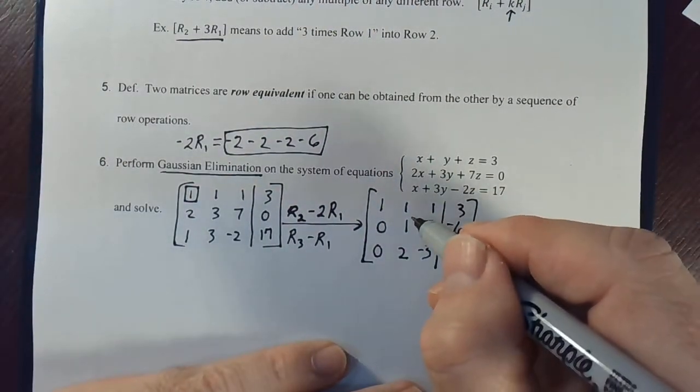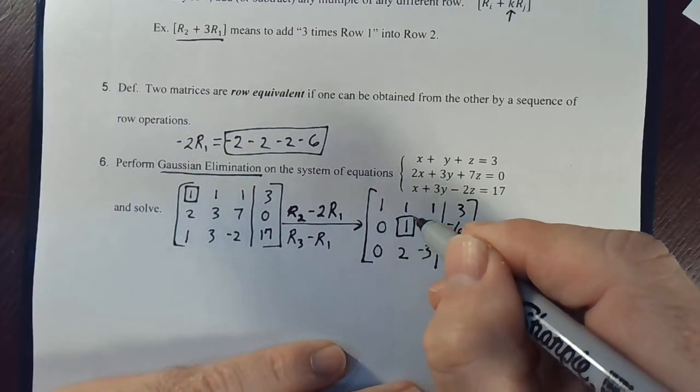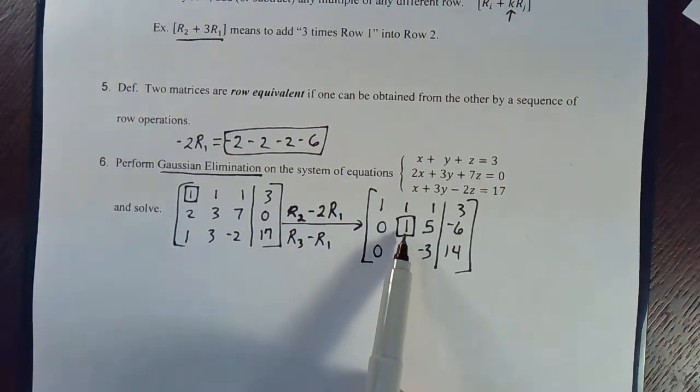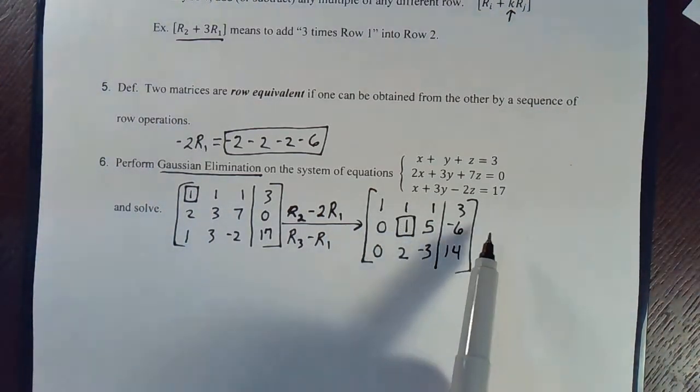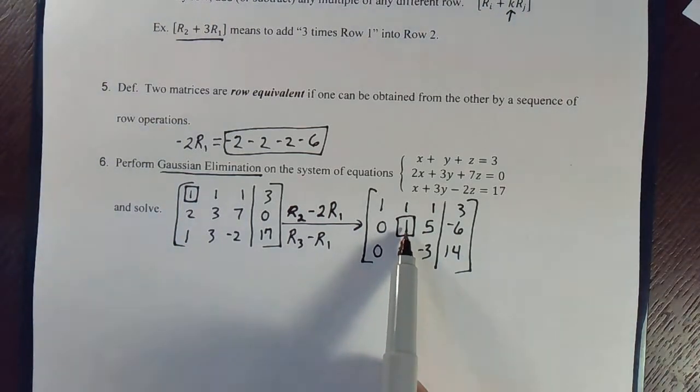Okay, so we got this for free. We didn't have to do any work to get that 1 there. If this number happened to be 1/2, then a nice way to fix that would be to multiply the row by 2, because you need to convert this into a 1. But we got that for free.